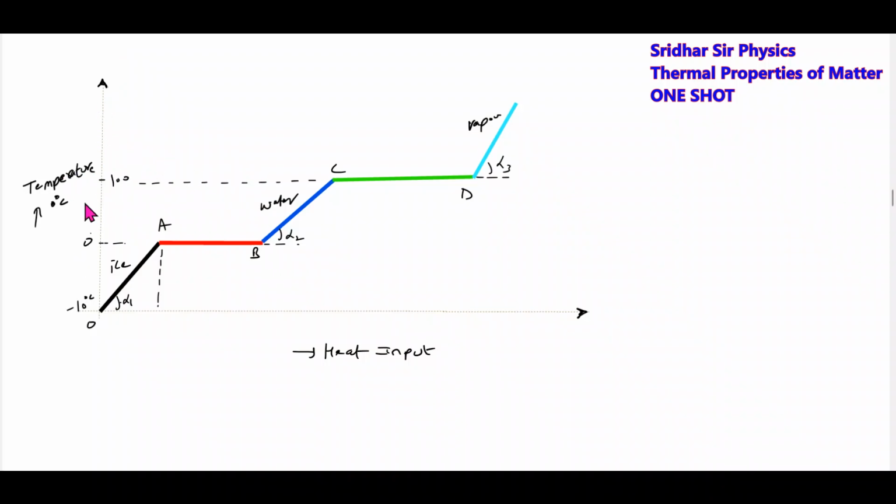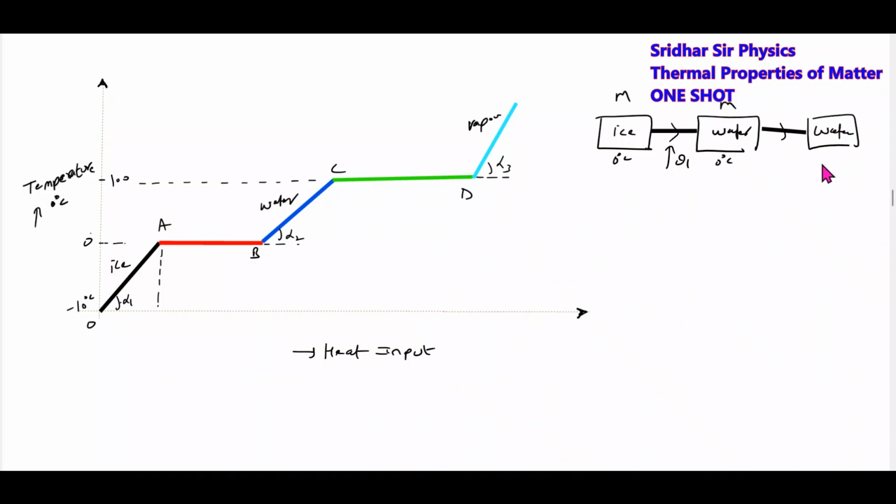Along the y-axis we have the temperature, along the x-axis we have the heat input. Here, m grams of ice is present. It is supplied heat. It will become water at 0 degrees Celsius; for this we supply the heat Q1. Then I supply further heat, it will become water at 100 degrees Celsius. If I further supply heat, it becomes steam or vapor at 100 degrees Celsius.